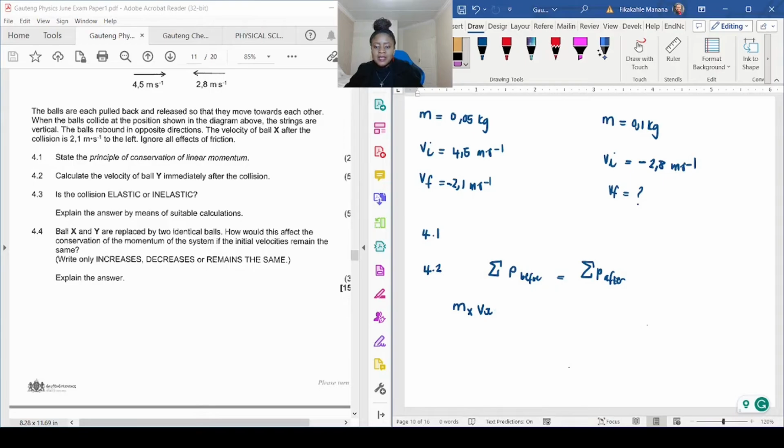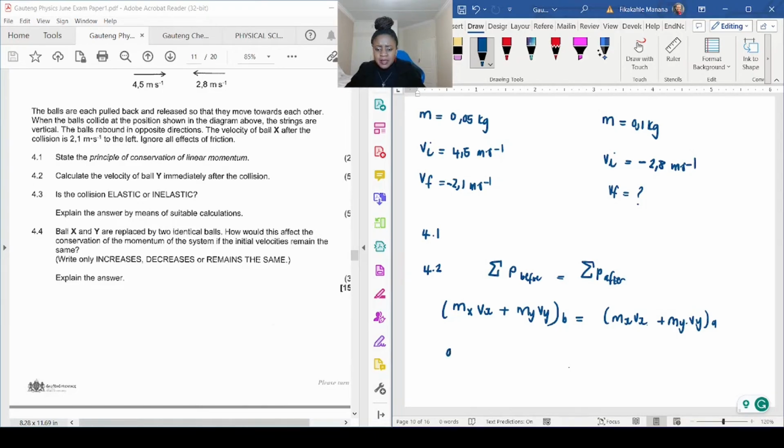Okay, let's rather do this: plus the mass of Y times the velocity of Y, and we're going to say this is before. And the same thing, mass of X, velocity of X, plus mass of Y times velocity of Y after. So what did we have?